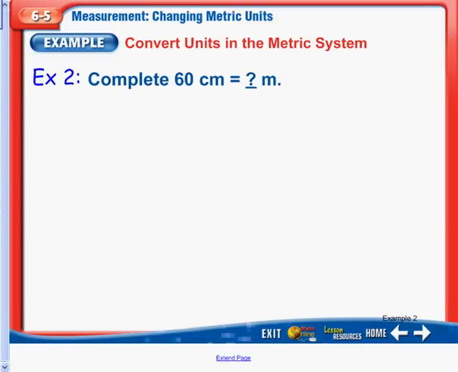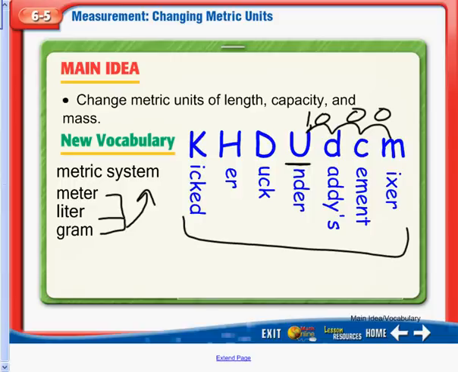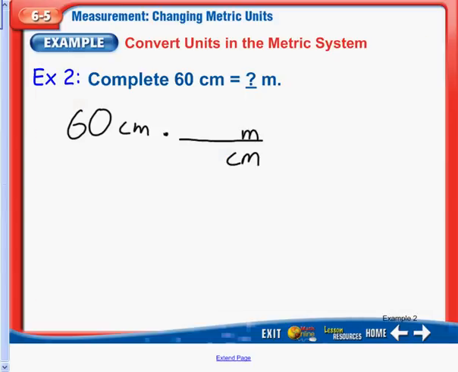Now we're completing: 60 centimeters is how many meters? So we'll write here, we've got 60 centimeters, and we're going to look for the conversion of centimeters in a meter. Again, if we go back up to our unit here, we see we're jumping 2 to the right. Centi is 100, because we've got 2 bubbles here. It's going to be 100. So that means we have 100 centimeters in 1 meter.